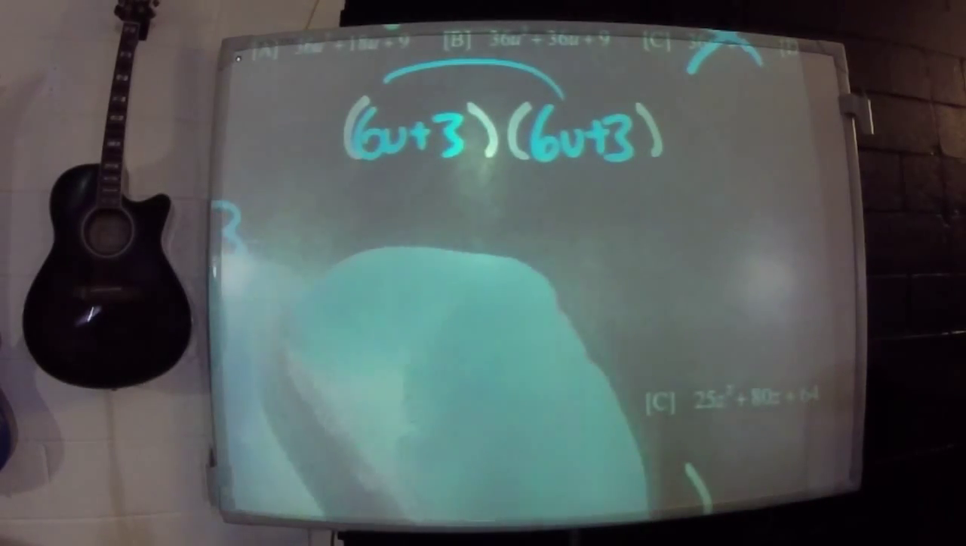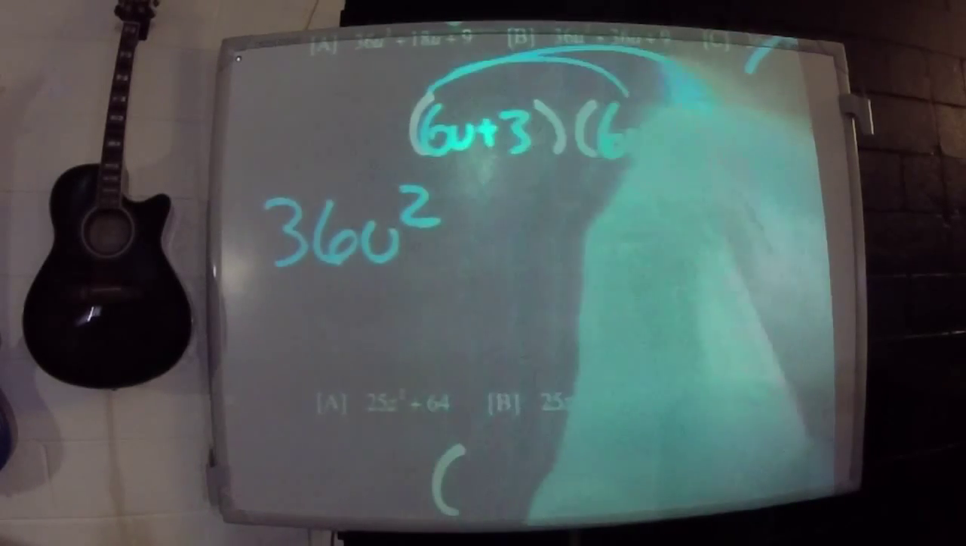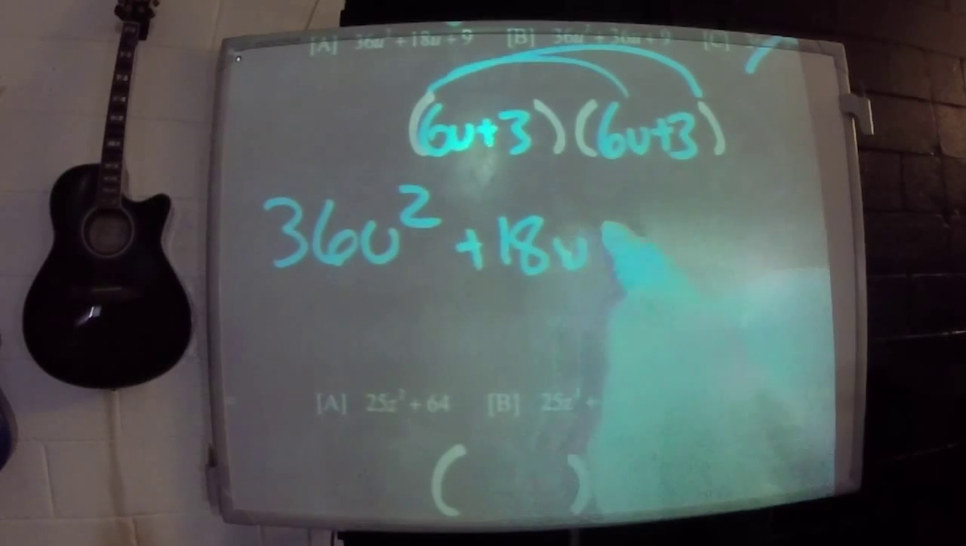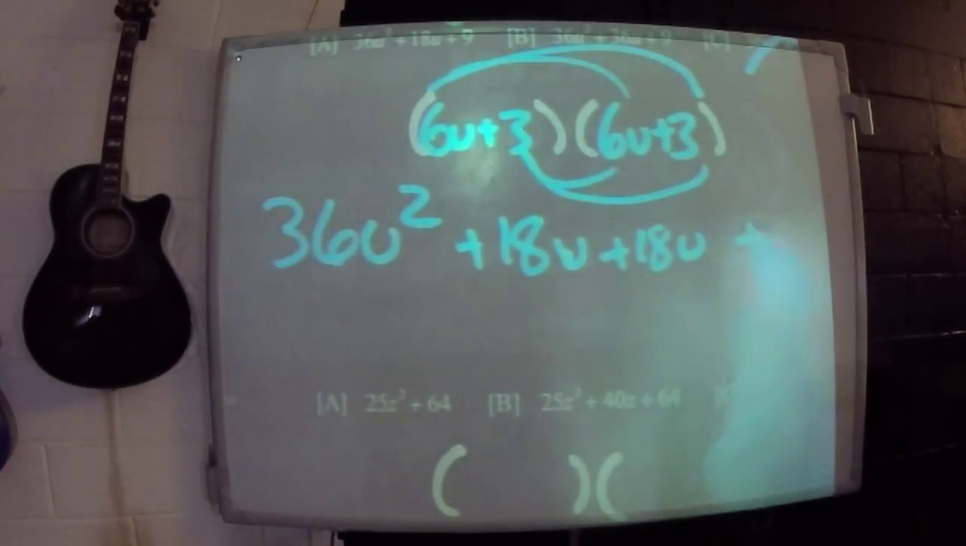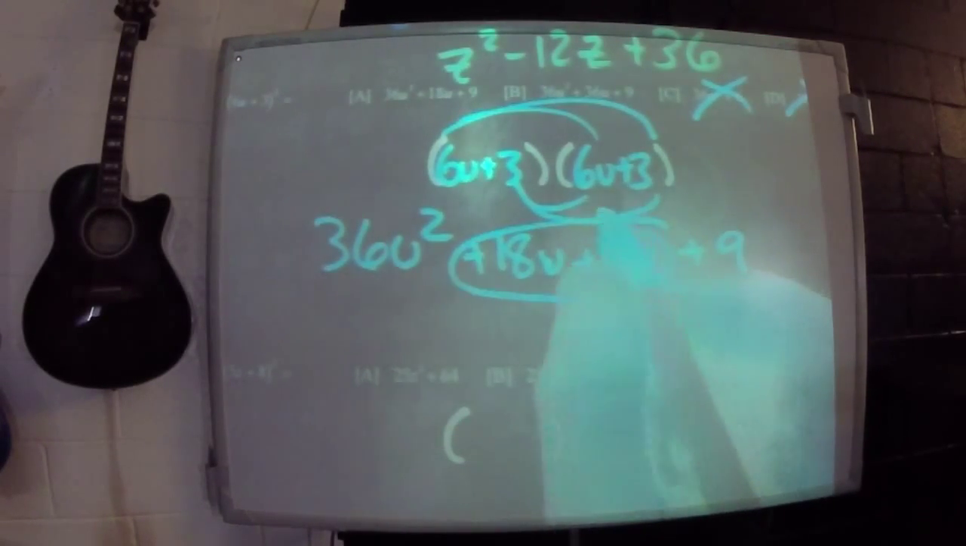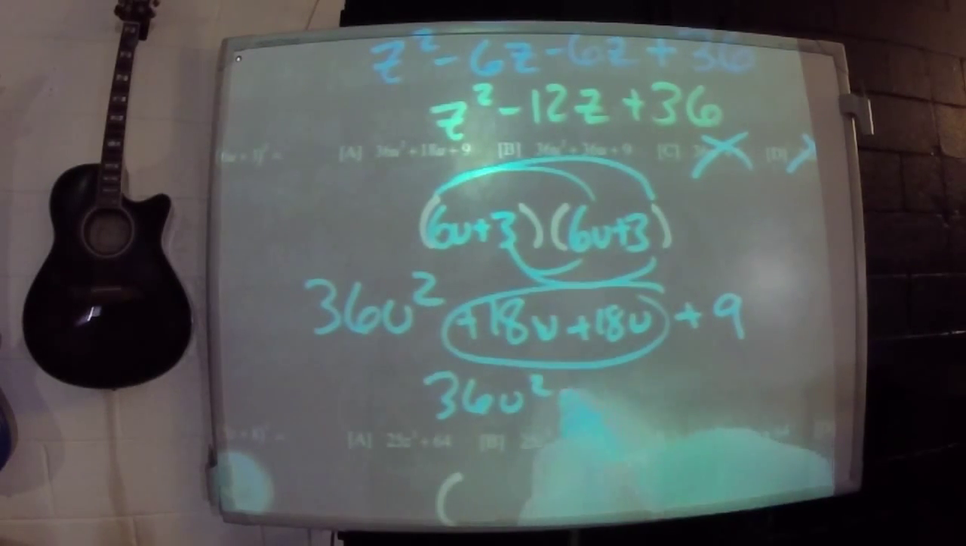All right, so I got 36u squared. Both of them had that. Then 18u plus 18u plus 9. I'm thinking that Pat was right, wasn't he? Yeah, because you have two 18u's. So you got 36u squared plus 36u.